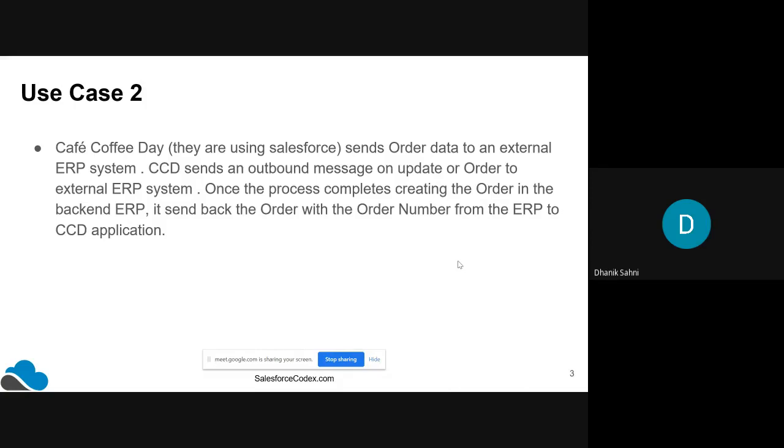And what they basically want is to send that particular order data into an external ERP system, okay? Why do they want that? Because a particular organization may have varieties of applications or more than one application. So here my main source application is Cafe Coffee Day, and what I am doing is capturing all the orders through my Cafe Coffee Day Salesforce application.